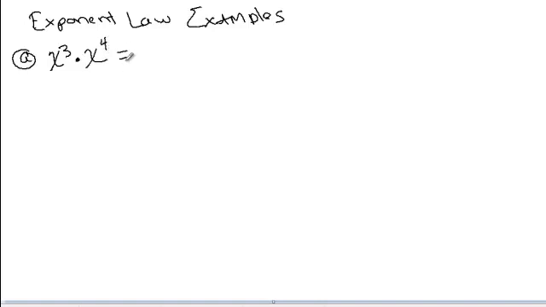And every time you see these, these are the things that you should be looking at. You should say, all right, here's what I'm seeing. I'm seeing that it's multiplication and that I have a like base. So when you've got like bases and it's multiplication, you know you keep the base and add the exponents.